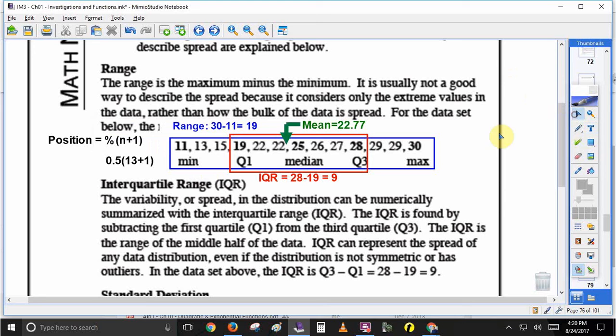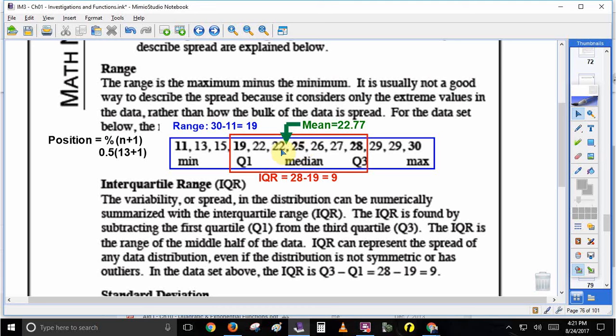Well, 13 plus 1 is 14, times 0.5 would be 7, so that would be the 7th position. So 1, 2, 3, 4, 5, 6, 7. So our median value, in the 7th position, is 25.